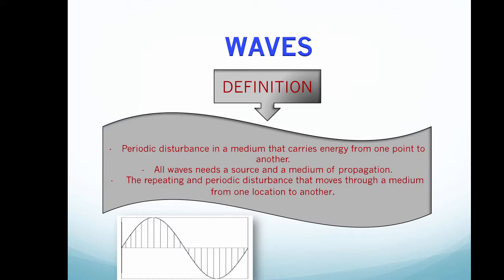Waves. Definition: a wave is a periodic disturbance in a medium that carries energy from one point to another. All waves need a source and a medium of propagation. Also, it is the repeating and periodic disturbance that moves through a medium from one location to another.